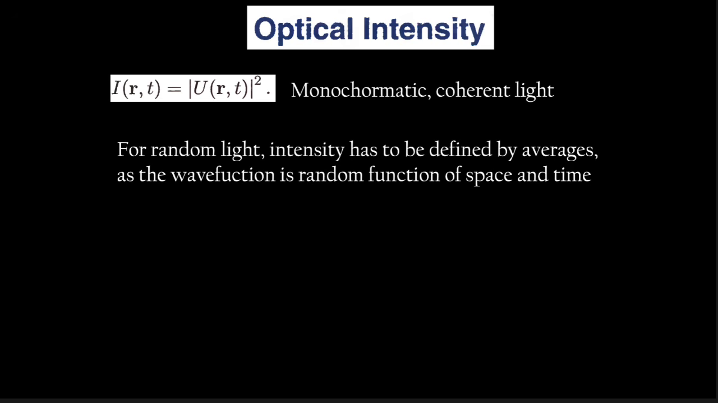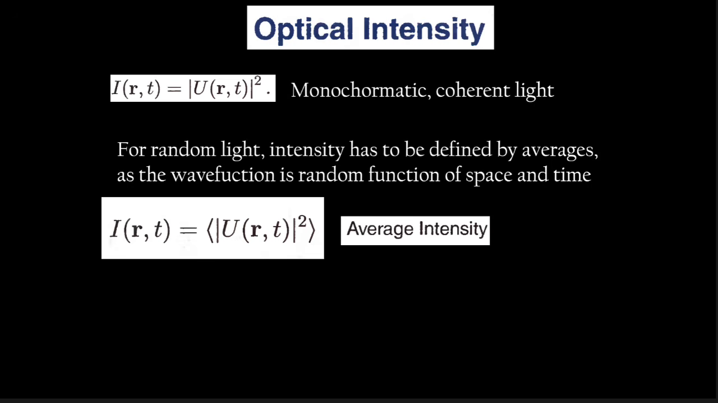For a random light, intensity has to be defined by averages, as the wave function is a random function of both space and time. And this is a crucial discussion which I want to extrapolate further: the optical intensity of the random light has to be considered from the averages you extract from the wave function. Here, when we call something a wave function and the parameter small u, it can be a generalized parameter for an electric field or a magnetic field, so to speak. And in most of the books, the small u is used as a generalized function because it can represent either the electric or the magnetic field.